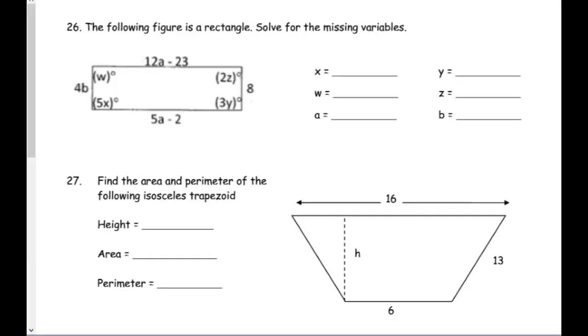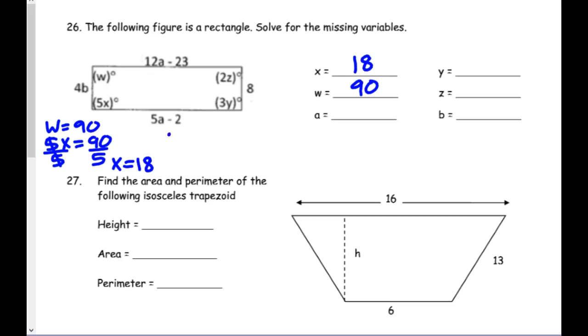Next page. The following is a rectangle, solve for the missing variables. So, we've done something like this before on the 26th, the quadrilateral properties practice. Okay, so let's set each of these angles equal to 90, right? So W equals 90. That's easy, okay? Let's try the next one. 5x equals 90. So you're going to have to divide by 5. And you'll get x equals 18.